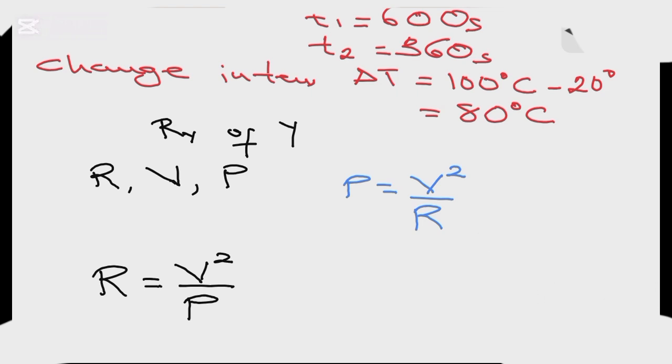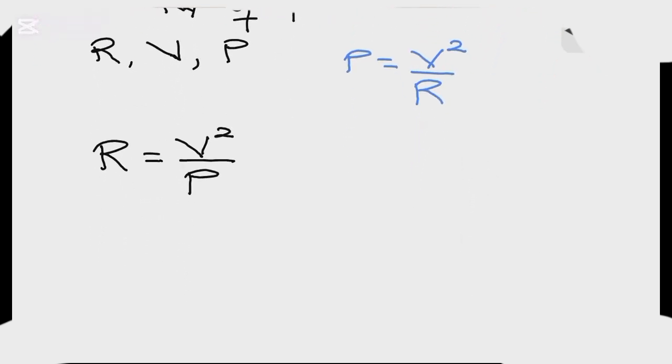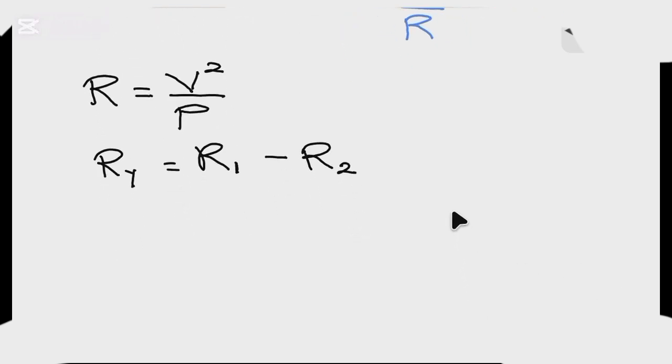Now, in the question, when Y was in the system, the resistance and the power is different from the resistance and the power when Y was not in the system. Therefore, to find the resistance Ry, we need to find the resistance when Y was in the system minus the resistance when Y was not in the system. I've already mentioned about this 1 and 2. Okay, so with the formula already obtained here, I can rewrite my formula for Ry.